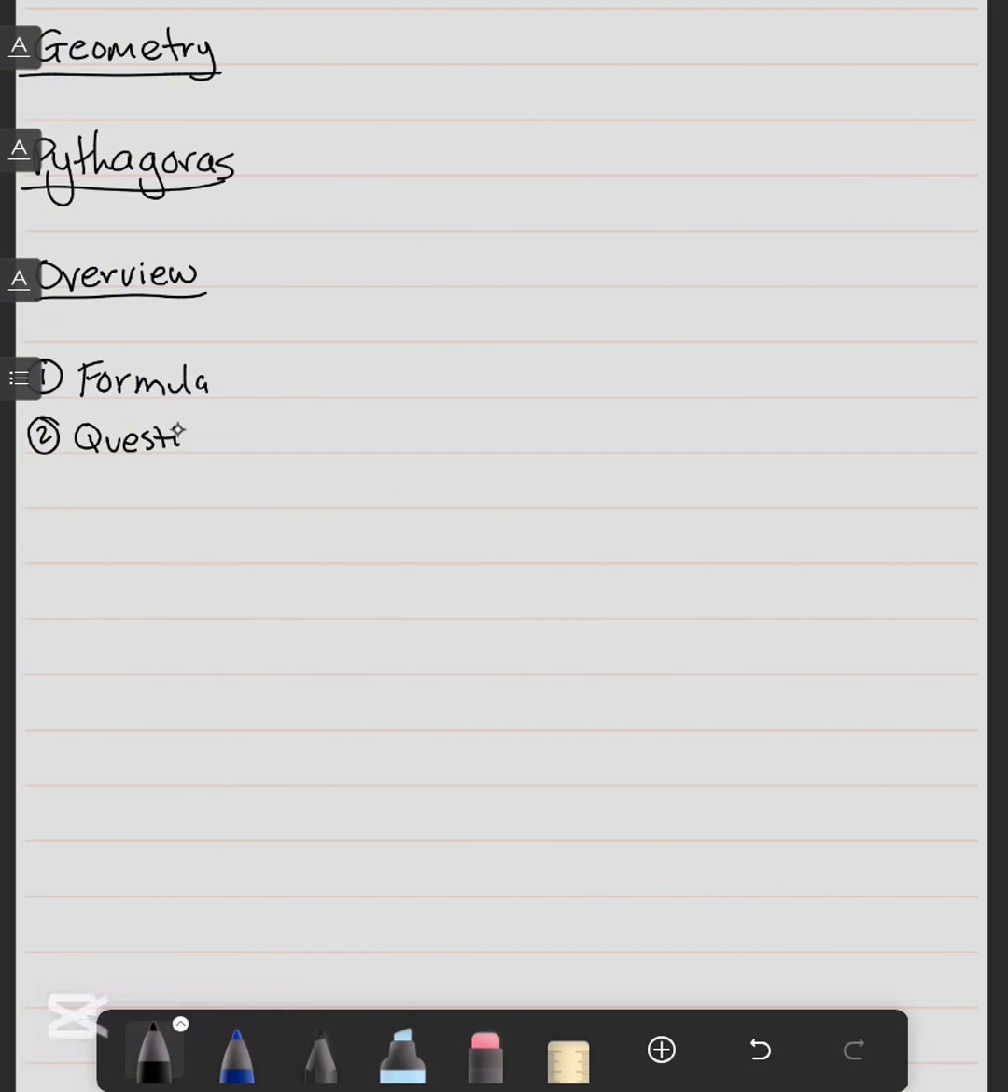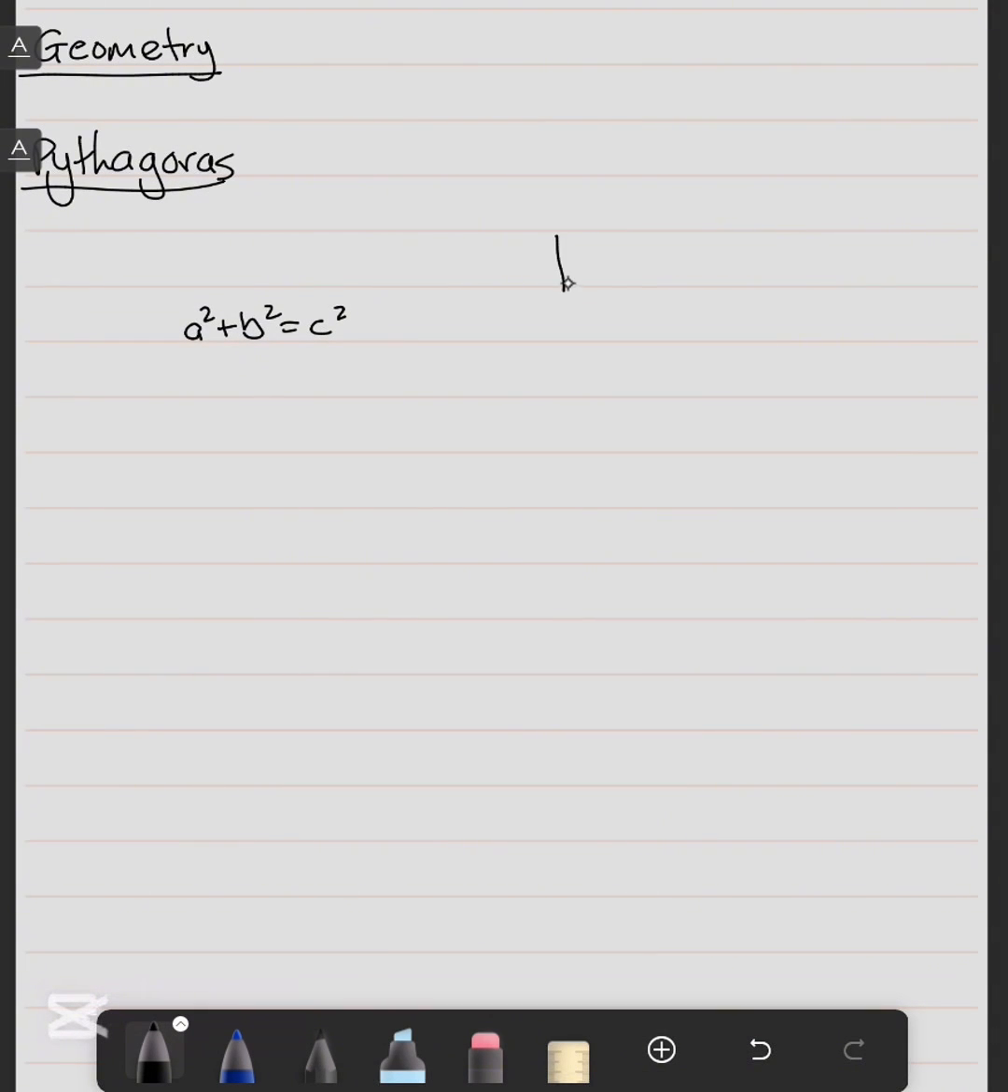Today we're going to be going over Pythagoras. We will cover the formula for Pythagoras and the different types of questions you could get. The formula for Pythagoras theorem is a squared plus b squared equals c squared. Now this is related to a right-angled triangle, which means one angle in the triangle is 90 degrees.